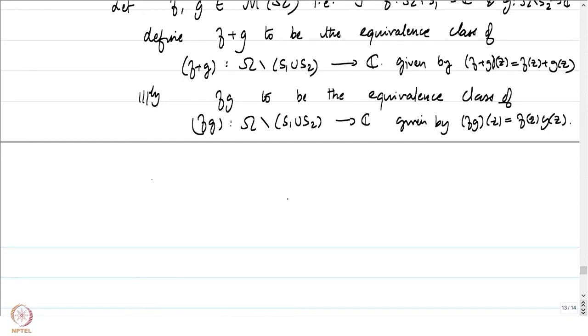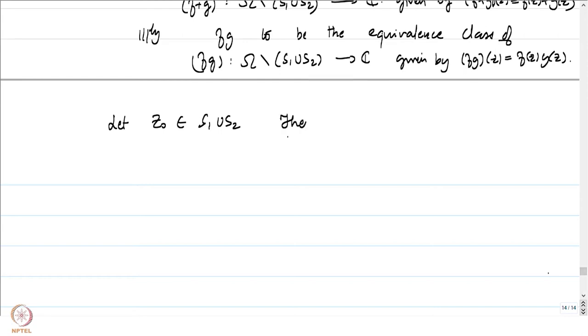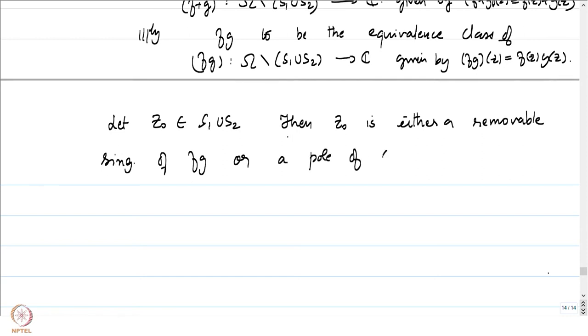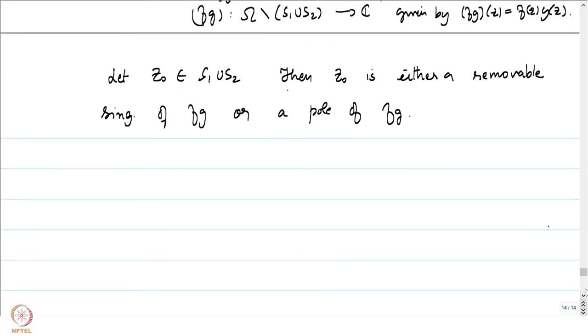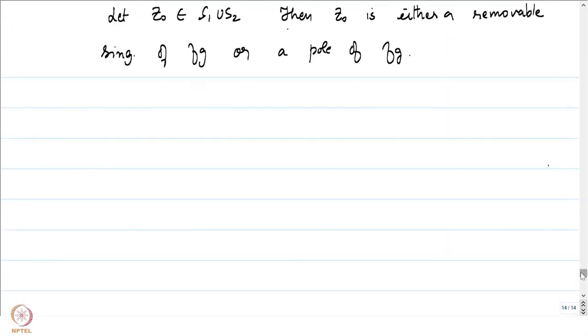So, the claim is: let z0 be a point in S1 union S2, then z0 is either a removable singularity of f times g or a pole of f times g. The first thing to note is that because S1 and S2 are both discrete, an exercise earlier tells us that S1 union S2 is also discrete. So, that is already taken care of. We just have to look at whether it is a removable singularity or a pole of f times g. We know the behavior of our functions f and g in a neighborhood of z0.